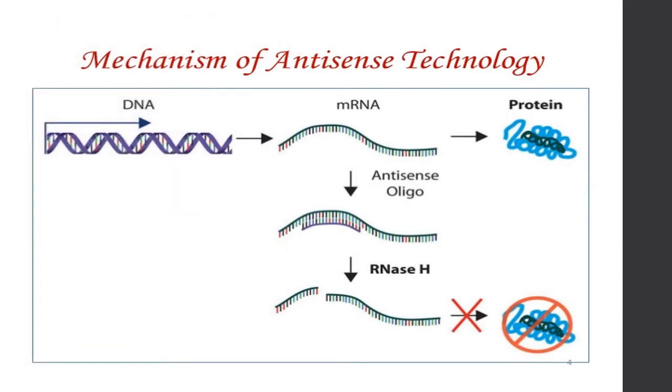Here we can see the mechanism of the antisense technology. The DNA will form the mRNA and then it will be translated into the protein. But here, this mRNA will form an RNA-RNA hybrid by the binding of the antisense. And then, with the help of the enzyme RNase H, where H means hybrid, after binding RNase H will come and break the RNA-RNA hybrid strand. Then translation will not take place, and it will not be translated into the protein.